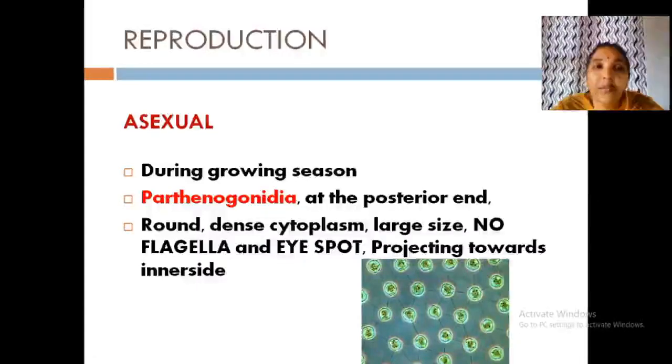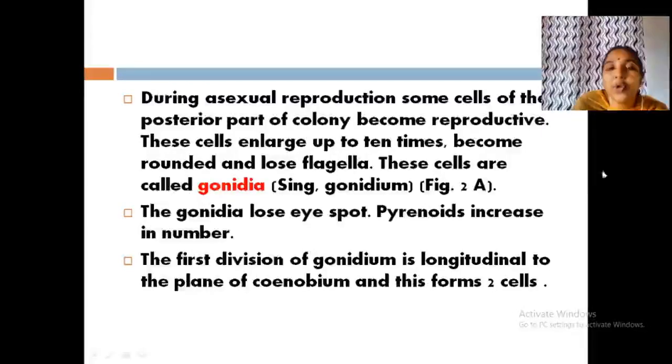Now move on to reproduction. There are two types of reproduction in Volvox. One is asexual reproduction and the other is sexual reproduction. Asexual reproduction usually happens in the growing season, and it is by means of parthenogonidia at the posterior end. Parthenogonidia are round, large cells filled with rich cytoplasm and having no flagella and eye spot. So some of the cells in the colony function as the asexual reproductive part, known as parthenogonidia. Understood?